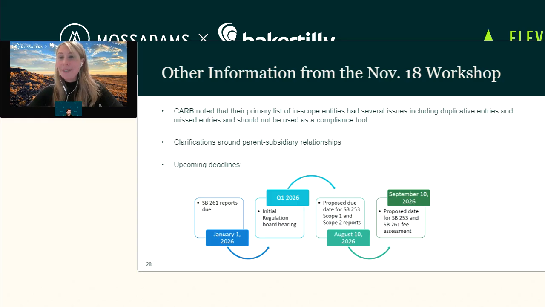August 10th is the 253 deadline. And then September 10th is what they've put as the proposed date for fee assessment for filing these two regulations.